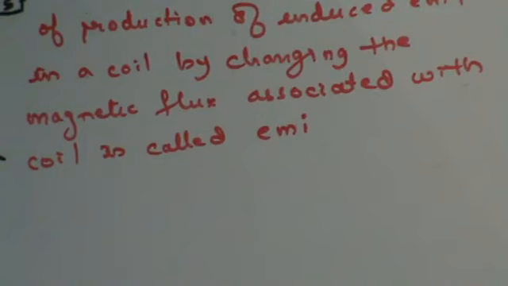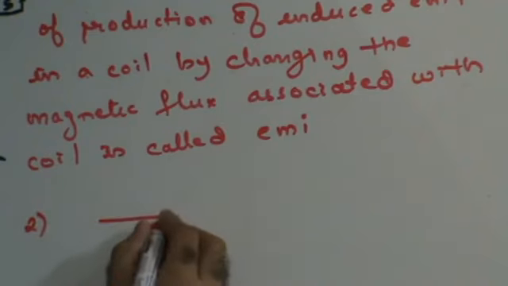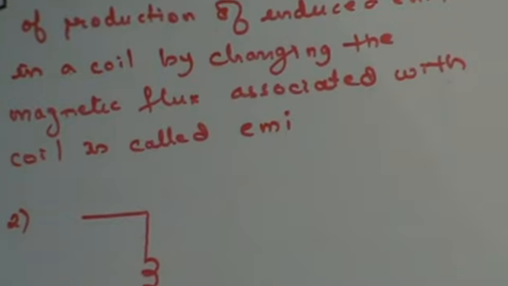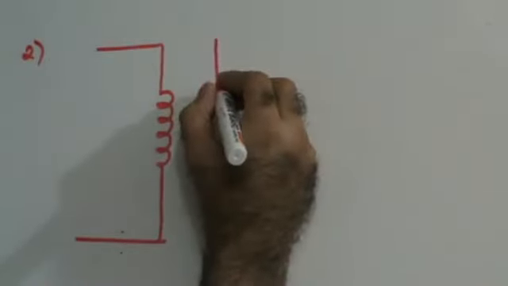But here we have a problem. Who will hold the magnet? Who will move the magnet? That's going to be a big problem. Let's try to come up with a solution for this. Instead of taking one coil, let us take two coils. Let's keep the two coils close to each other.